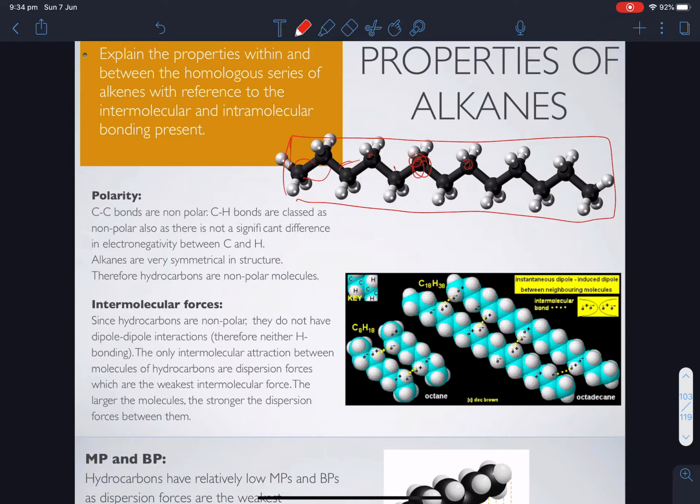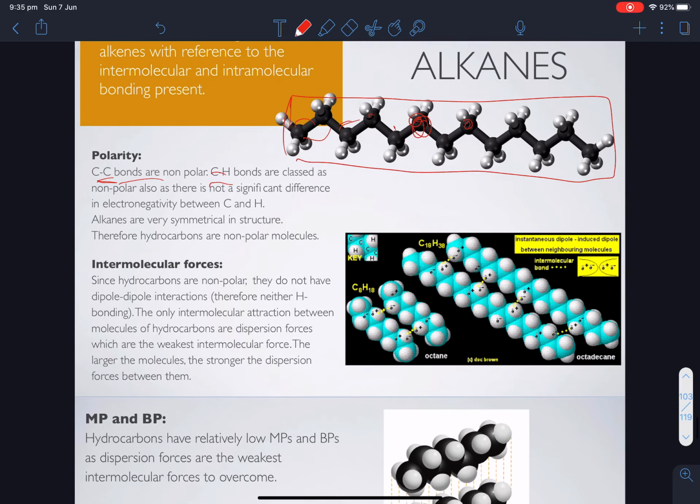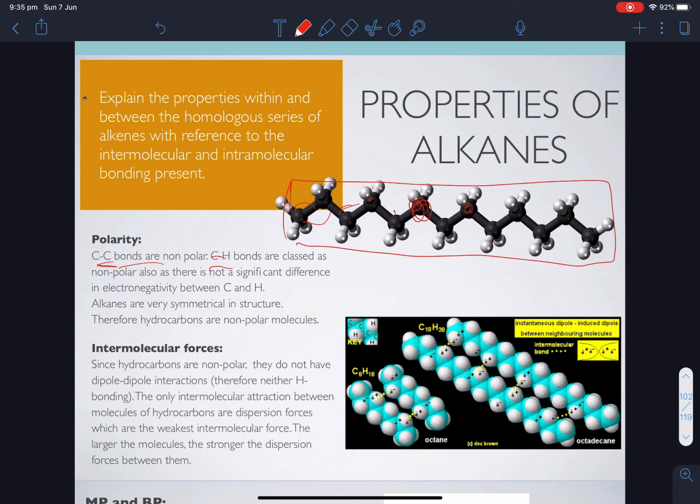So we need to talk about the polarity of alkanes. Carbon-carbon bonds are not polar. Of course, each of them has an equal pull on the electrons, so they're going to share the electrons evenly. Carbon-hydrogen bonds are also nonpolar because they share their electron density fairly evenly too. Not as evenly as carbon-carbon, but not a significant enough difference to call it polar. So alkanes, if they just contain carbon-carbon and carbon-hydrogen bonds, which is the definition of an alkane, are nonpolar molecules because they don't contain any polar bonds.